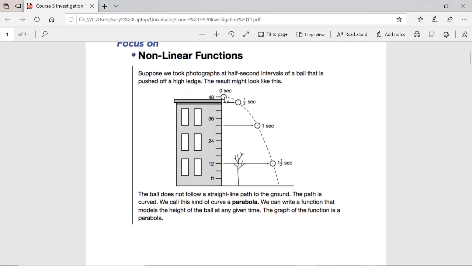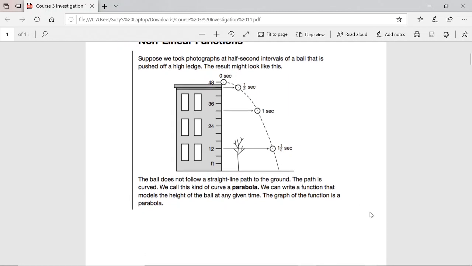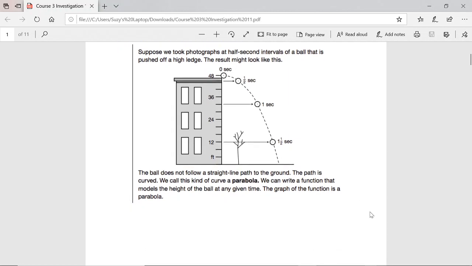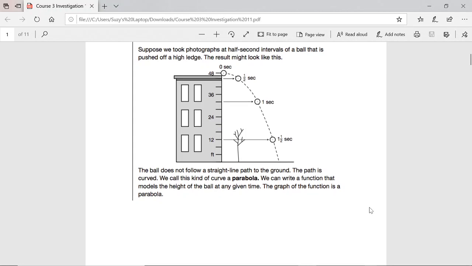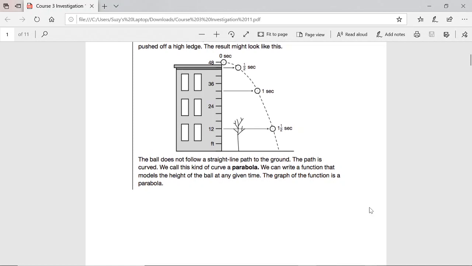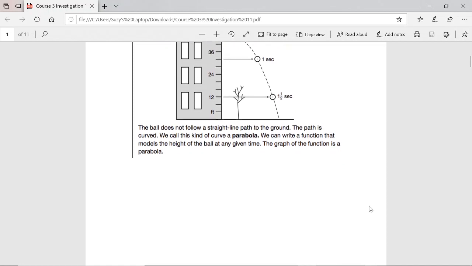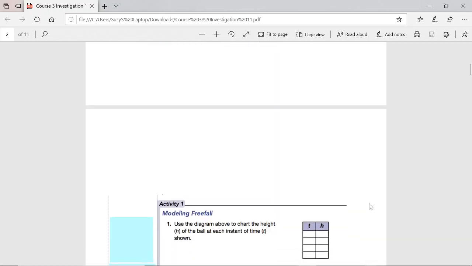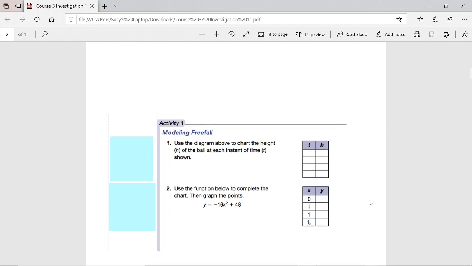And you can see at 0 seconds, we have a certain height, half, 1 second, 1.5, and then we're to the ground. So the ball does not follow a straight line path to the ground. This path is curved. In general, we call this type of curve a parabola. We can write a function that models the height of the ball at any given time. The graph of the function we would consider a parabola. So we're going to actually plug this into a table to say what are the different values that we have.